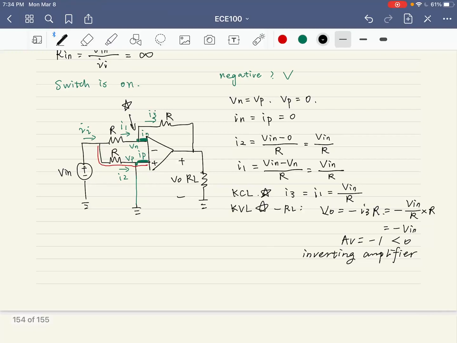What about the input resistance? Again, we still need the input current. The input current equals I1 plus I2, which is 2 VN over R. Input resistance equals Vin over input current, and we get half of R as the input resistance. Great. So you'll see that with different circuit structures, it can be an inverting or non-inverting amplifier. It all depends on the final expression of your AV.